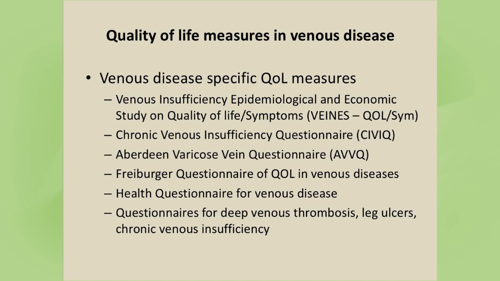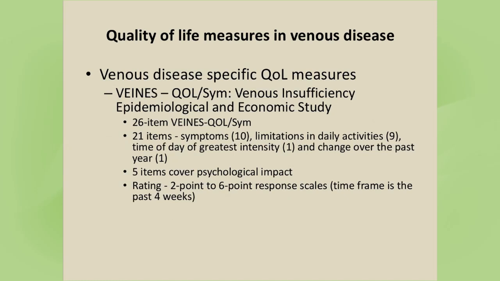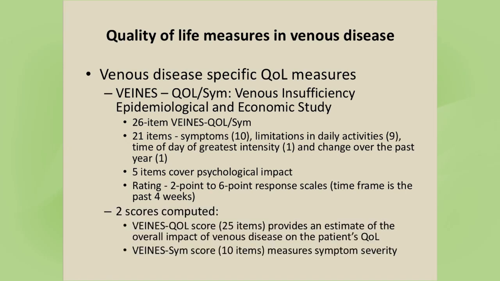Now, as far as the venous disease-specific quality of life measures go, the VEINES instrument, it's a 26-item instrument. 21 items cover symptoms, limitations in daily activities, time of greatest intensity and change over the past year. And there are 5 items that cover the psychological impact. And the rating is done from a 2 to a 6-point response scale.